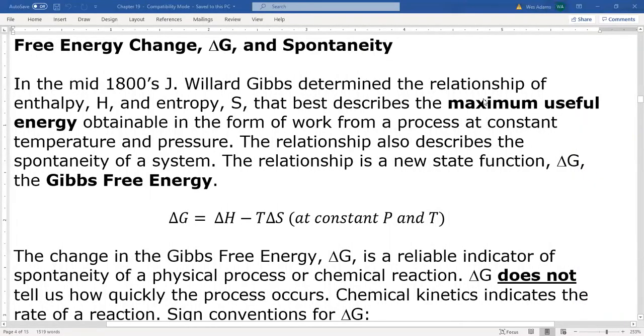Okay, let's talk a little bit about change in free energy, delta G, and how that affects the spontaneity of the reaction or physical process. Willard J. Gibbs determined that there was a relationship between the enthalpy and entropy that best described the maximum useful energy and consequently the spontaneity of the reaction, as long as we had constant temperature and pressure.